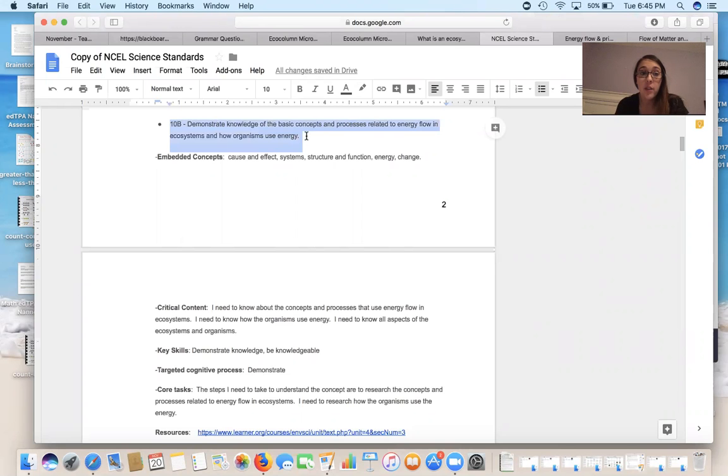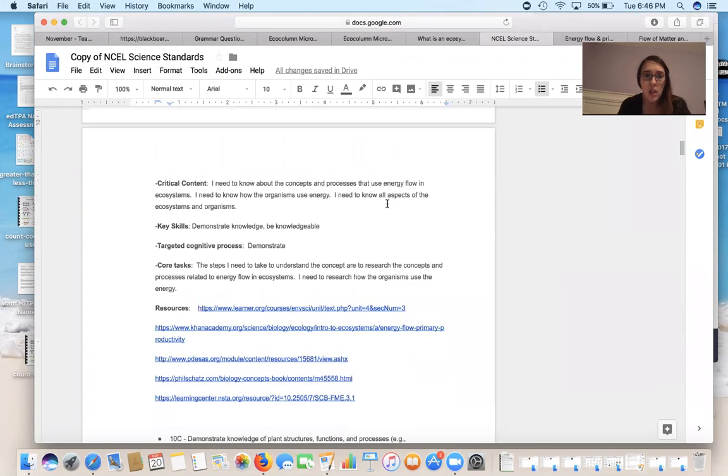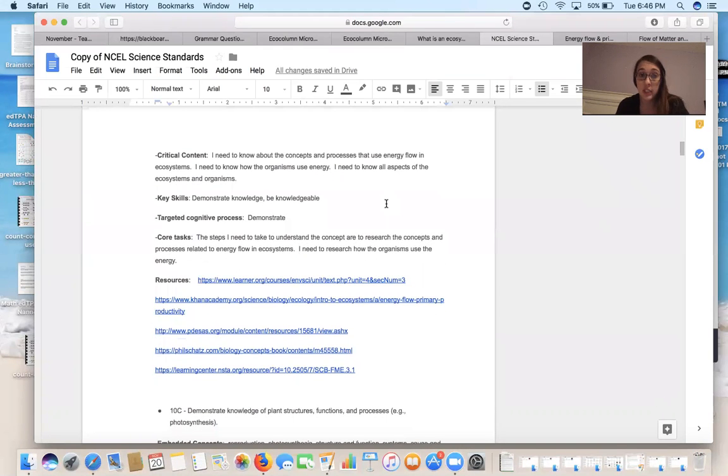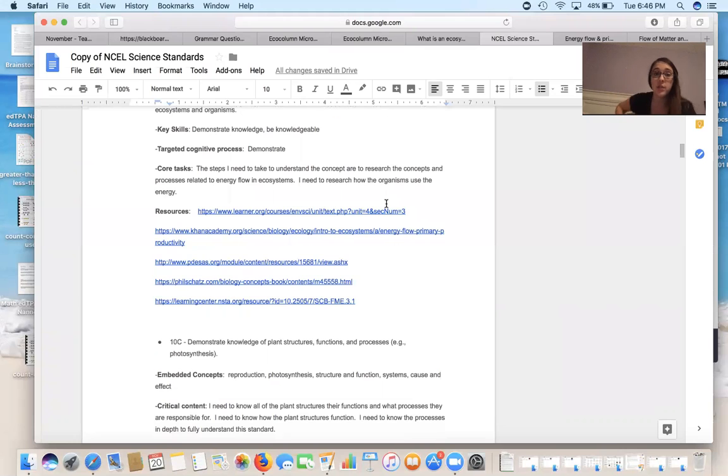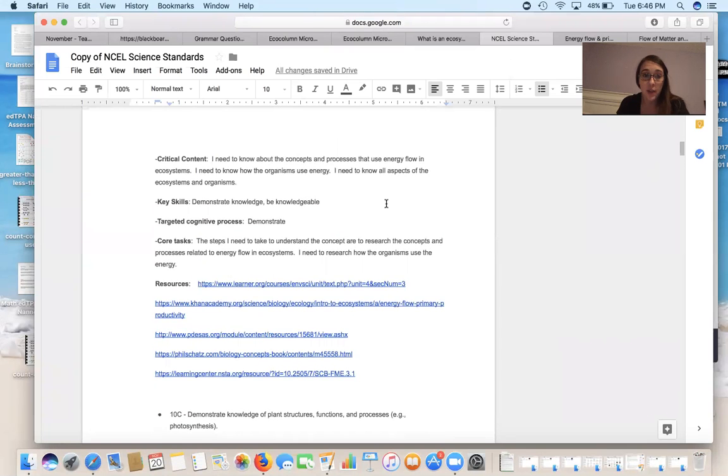First, cause and effect is some of your concepts. We're looking at concepts: cause and effect, systems, structure and function, energy and change. You need to know to be successful with this standard about the concepts and processes that use energy flow in ecosystems. You need to know how organisms use energy, and all aspects of the ecosystem and organisms. Your skill is to demonstrate knowledge, and your targeted cognitive process is to demonstrate. You're demonstrating what you know about this specific topic, okay?